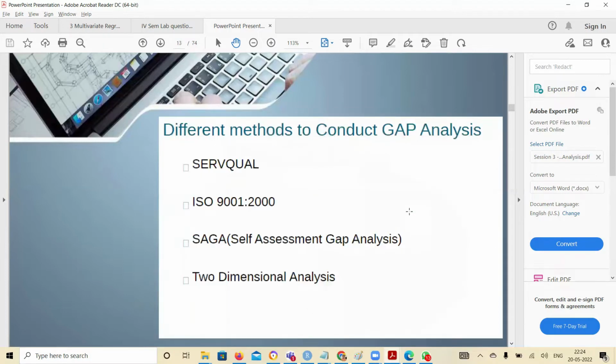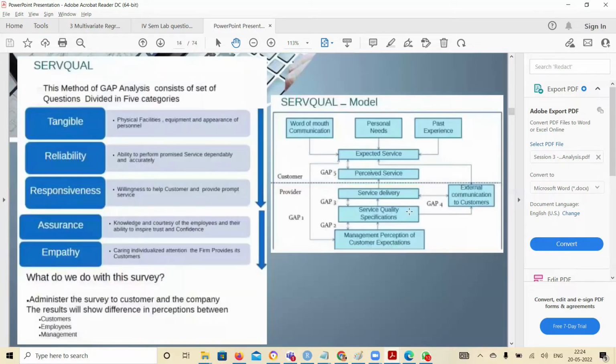So there are multiple ways to do gap analysis. The first one is called service quality. Then ISO standards, and two-dimensional analysis. What service quality talks about is based on your business. Based on what you are doing as a business, you identify the top areas for your existence. Why would a customer buy your product? What is it that you are trying to solve?